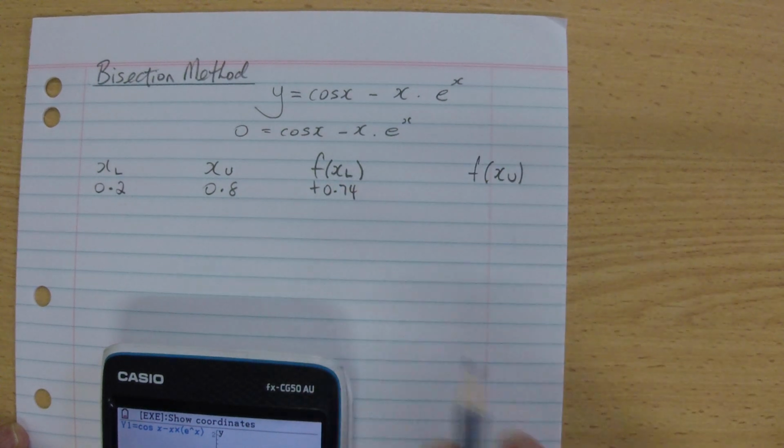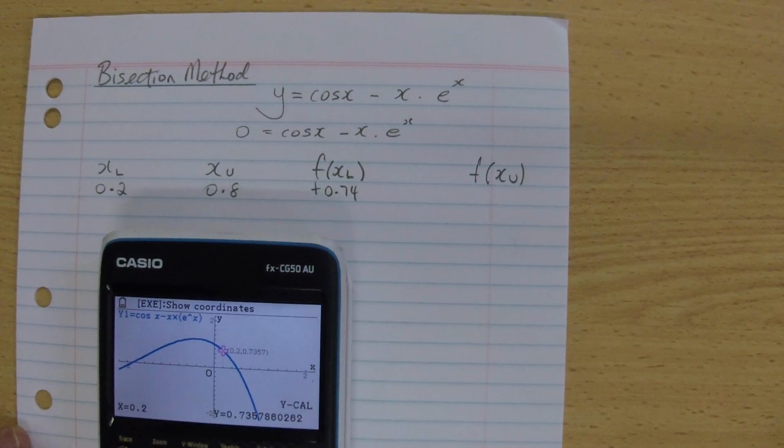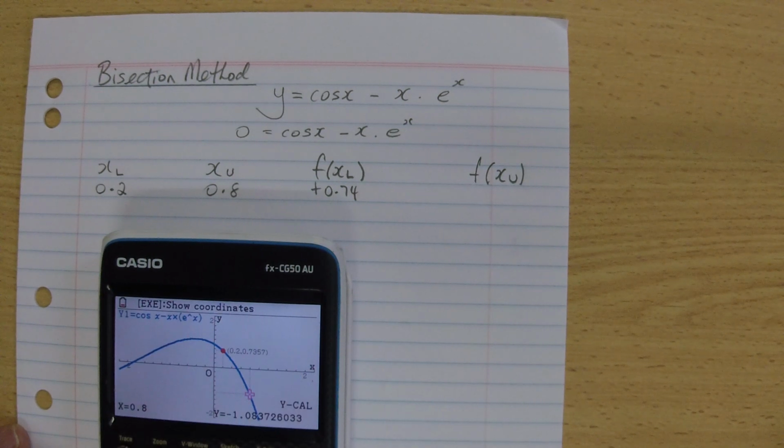0.74. I wanted to know the function value when we were at x equals 0.8, the upper. So I'll do that again with a y calculation, x of 0.8. The function here is negative. I'll also mark a red spot there. So that's negative 1.08.